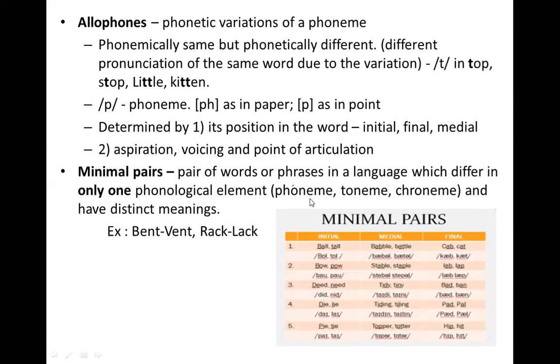Right? So phoneme, toneme, and chroneme are the different phonological elements. Remember that. So what is a chroneme? A chroneme is the length of a vowel sound in a word or a consonant in a word. The length of the sound. Say for example, what?